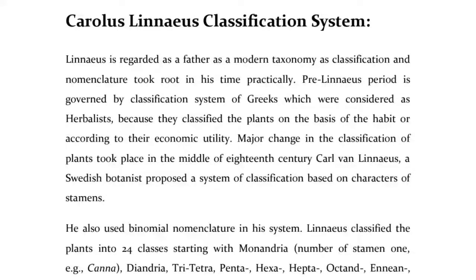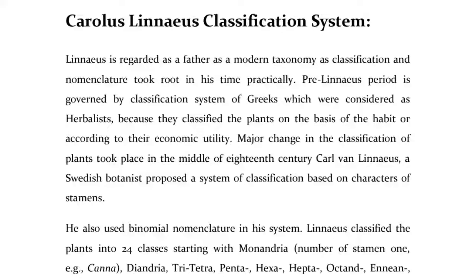A major change in the classification of plants took place in the middle of the 18th century. Carl Linnaeus, a Swedish botanist, proposed a system of classification based on characters of stamens. He also used binomial nomenclature in his system.